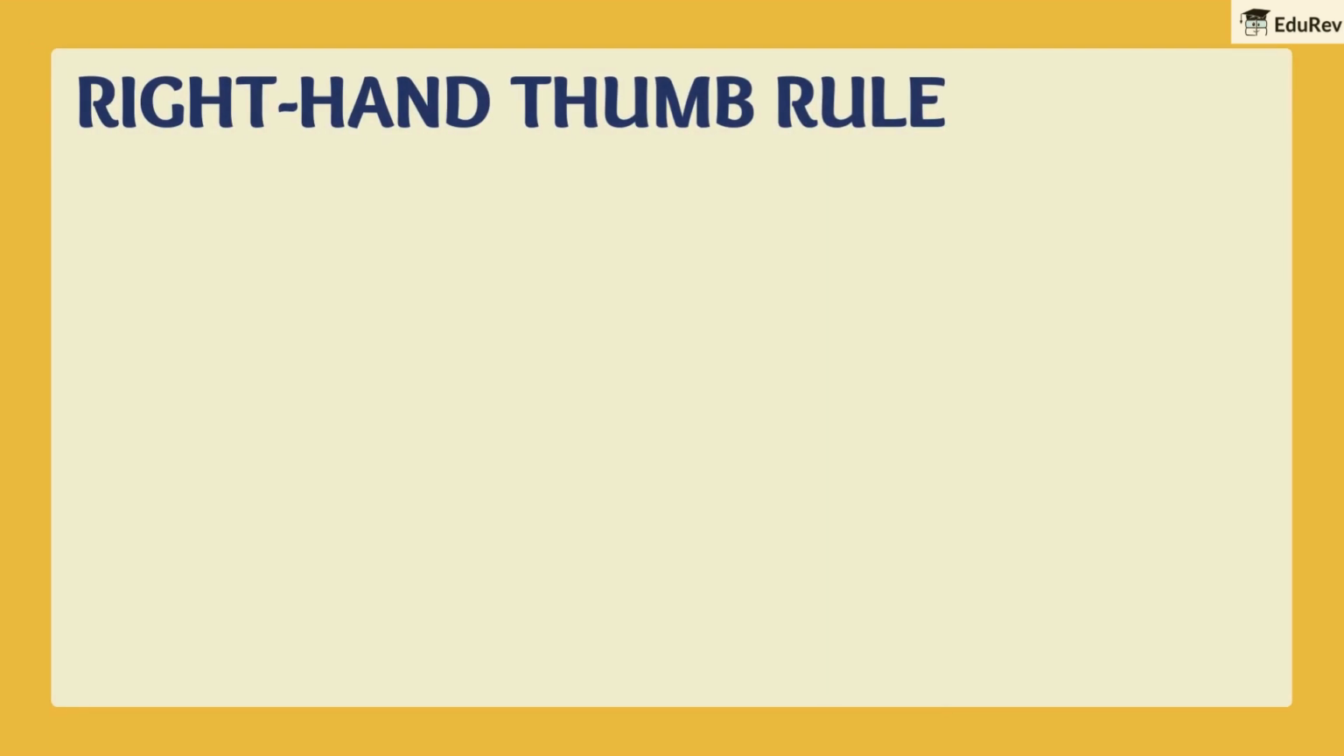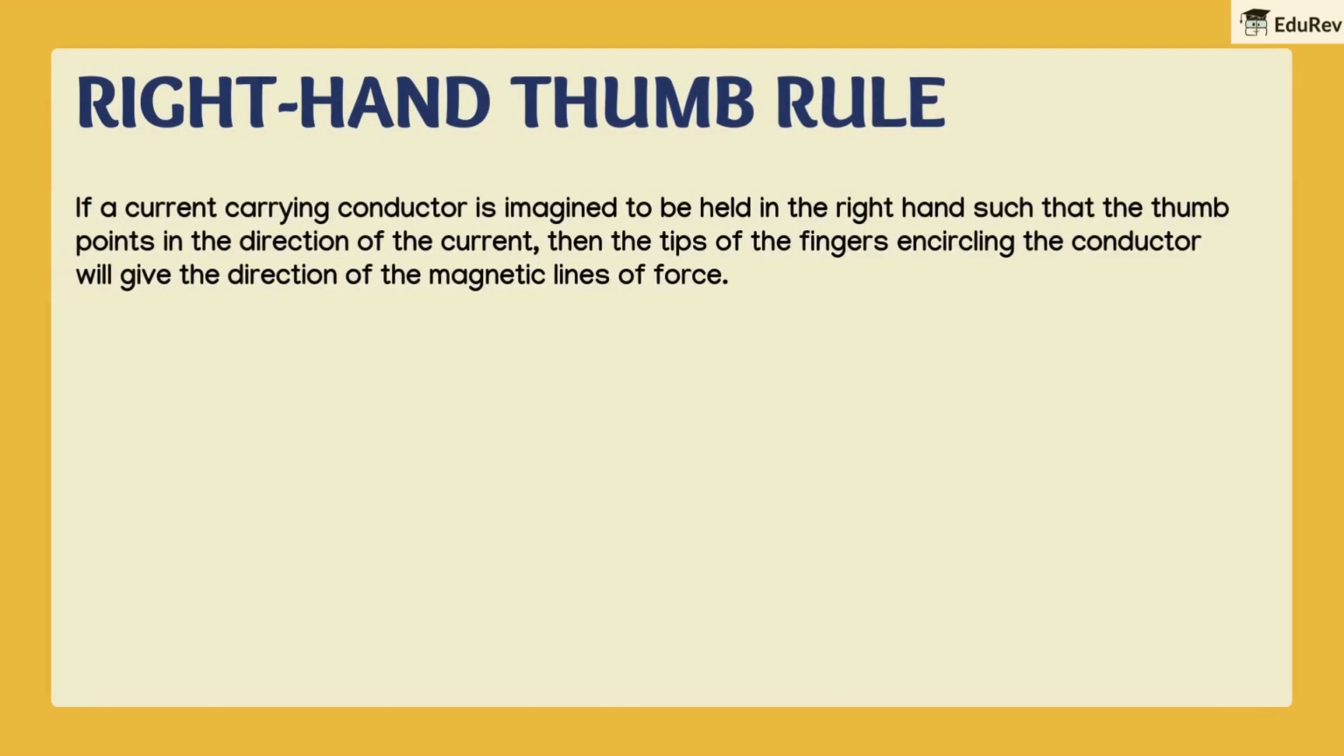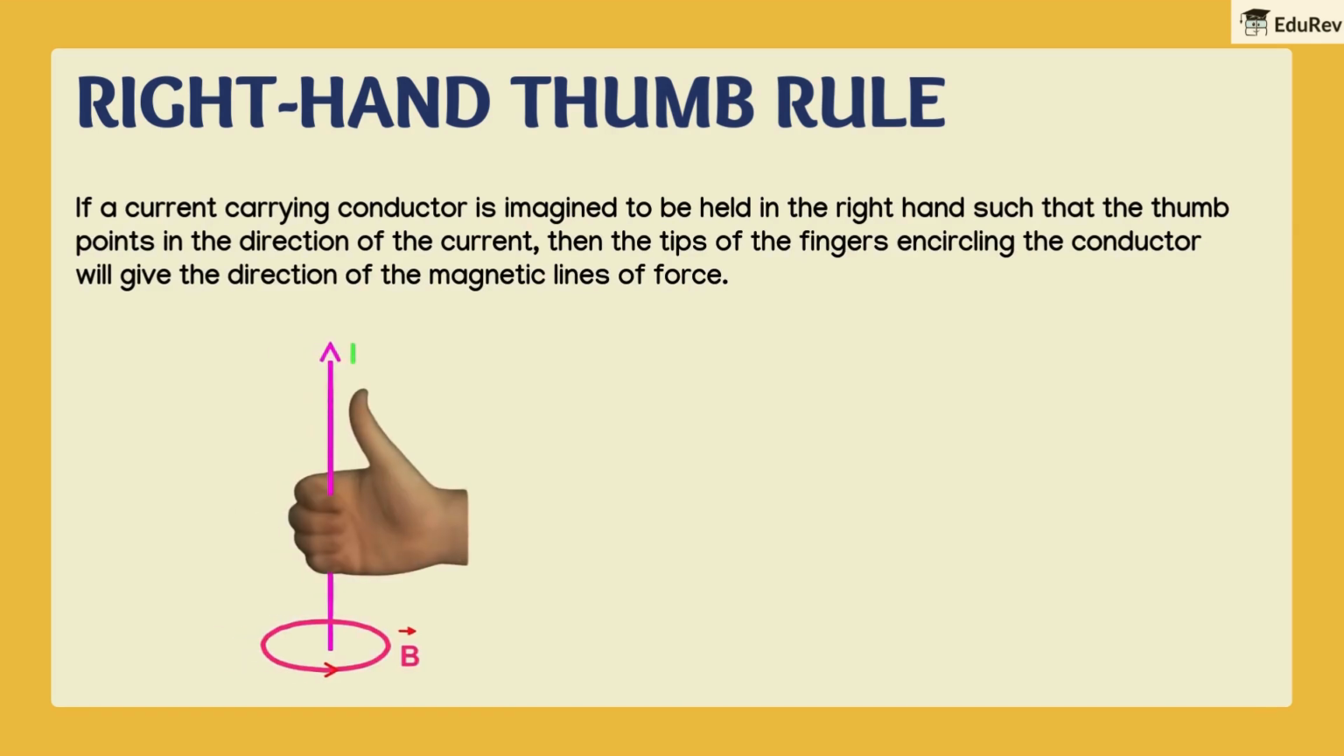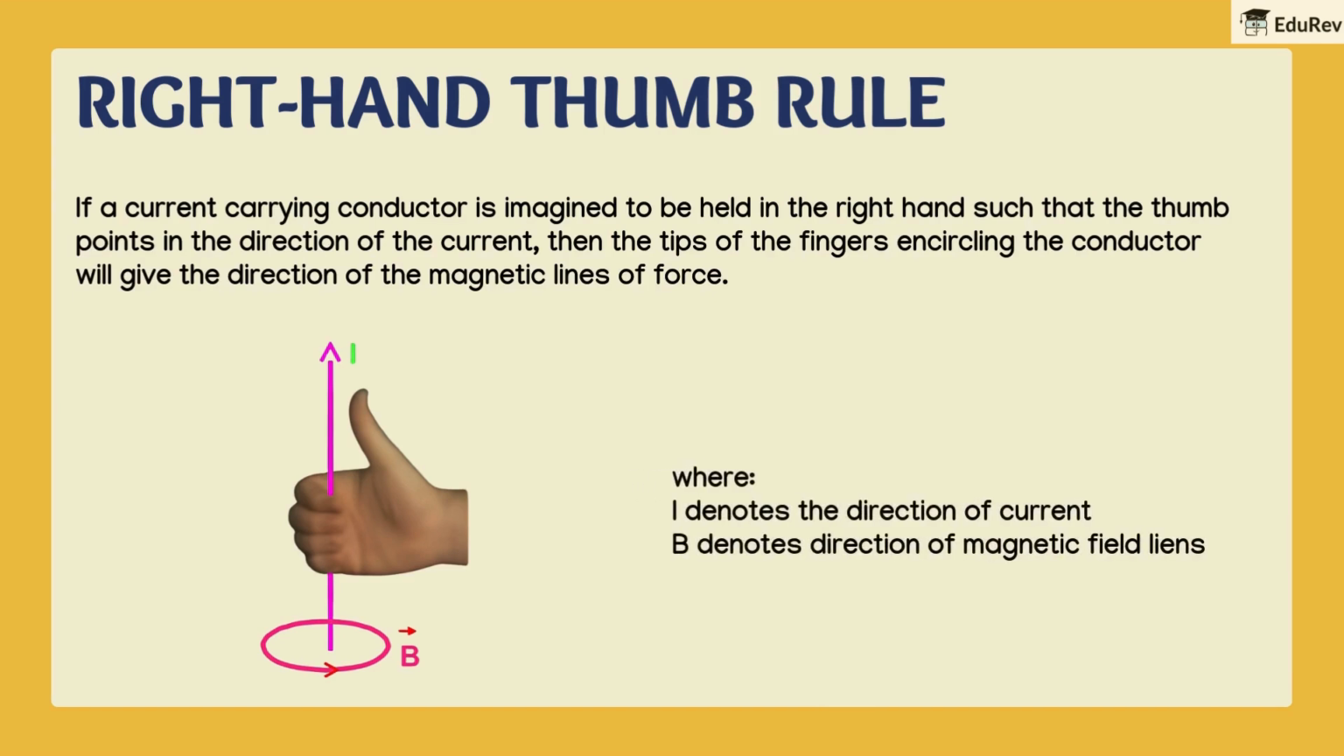Right hand thumb rule. If a current carrying conductor is imagined to be held in the right hand such that the thumb points in the direction of the current, then the tips of the fingers encircling the conductor will give the direction of the magnetic lines of force. Where I denotes the direction of current, B denotes direction of magnetic field lines.